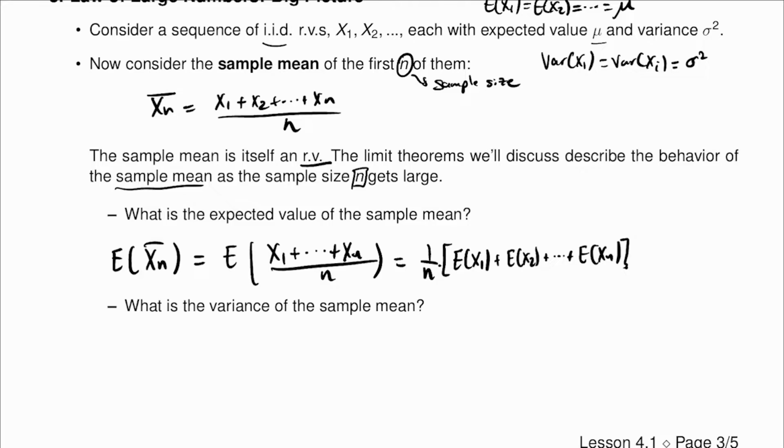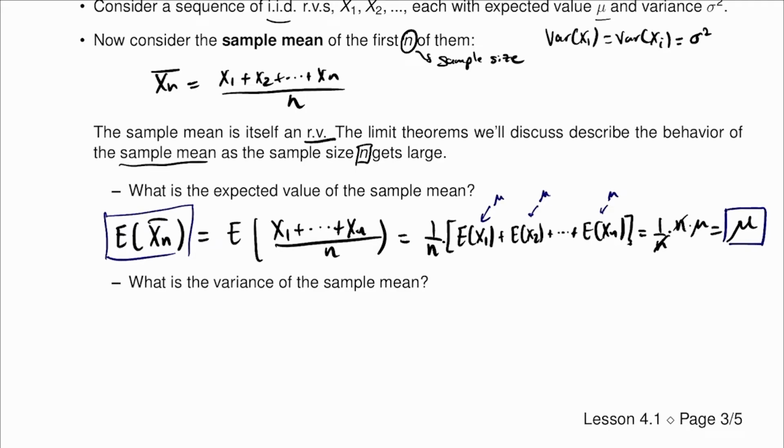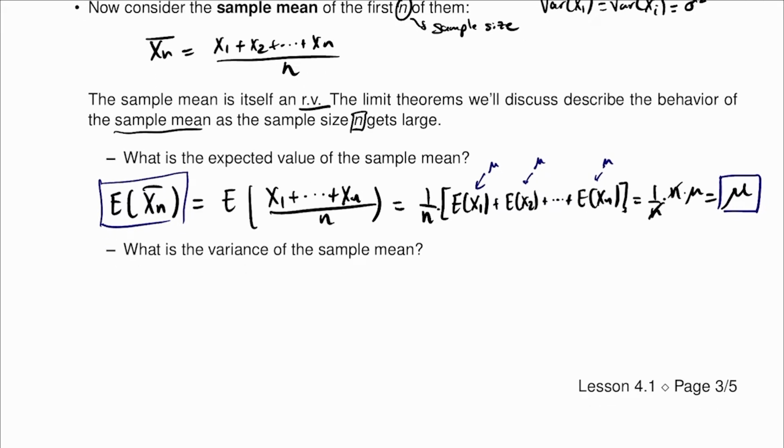But those expected values, we said, are equal to mu. So here we have the sum of n expected values, n times mu. This is equal to 1 over n times n times mu, and if we cancel this out, this is equal to mu. So the expected value of the sample mean is the expected value of the random variables, that is mu.